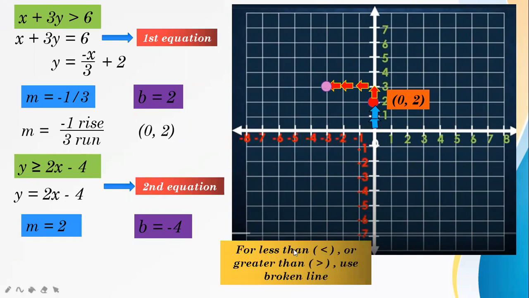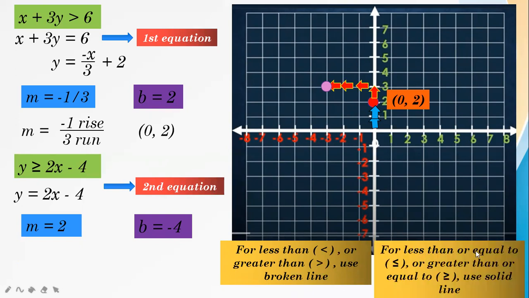Then, for less than or greater than, use a broken line. So we have two kinds of line. It can be a broken line or a solid line. But if you have the greater than or less than symbol, we use a broken line.